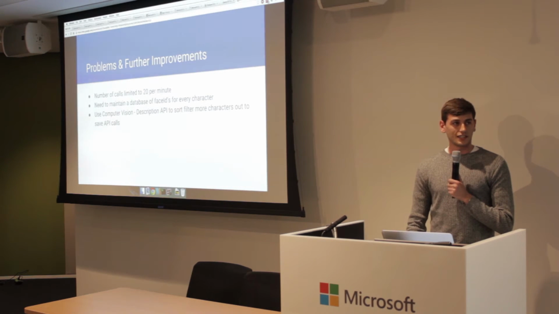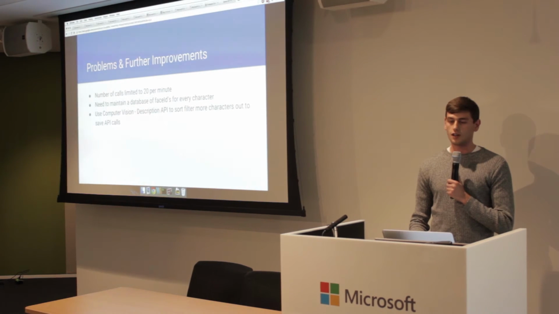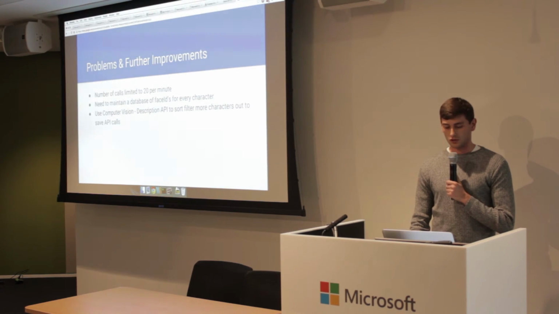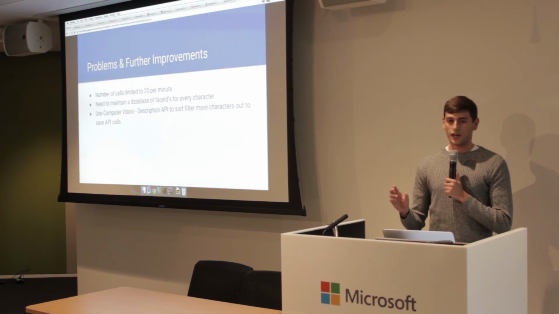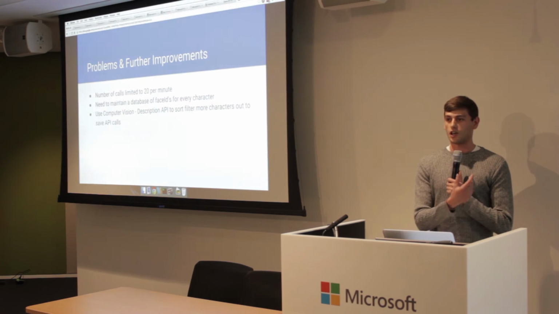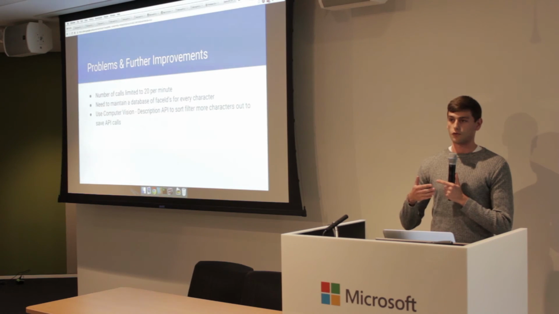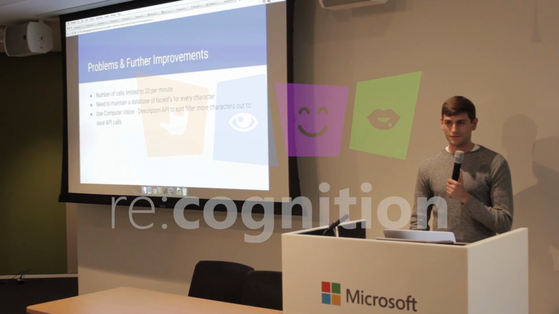Ideally that needs to be stored in a database because the face IDs expire every 24 hours. So that would be the next thing to do. And also to use the Computer Vision API to get a bit more accurate sorting, so you can check whether someone's got a beard, see if another person's got a beard, and you can do a bit of filtering before to save on API calls. But that's pretty much everything.